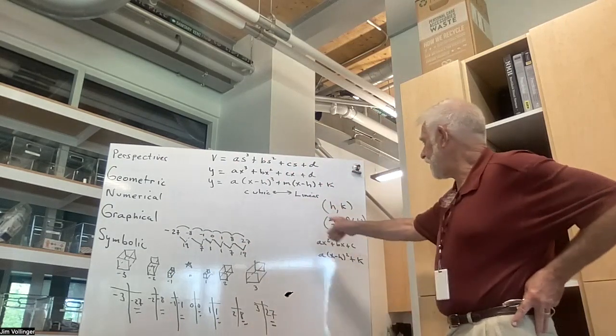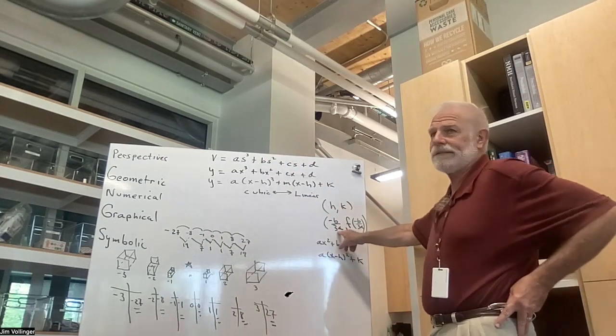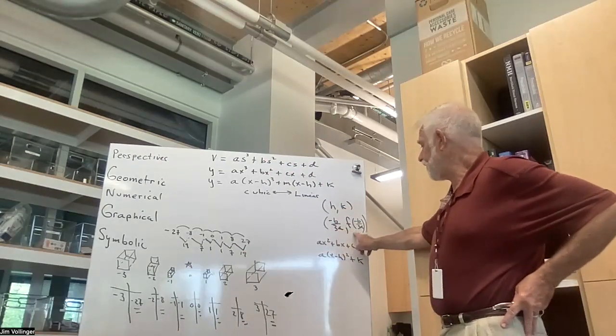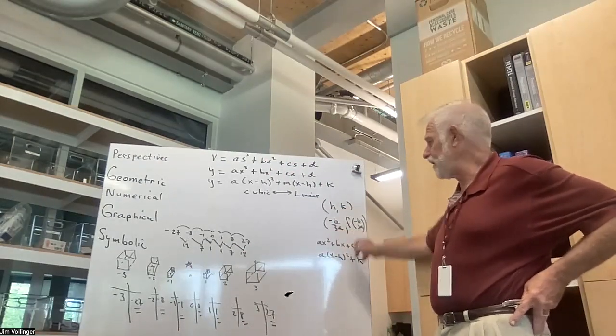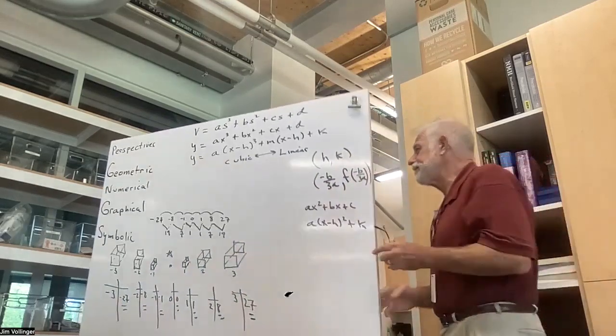And we're going to find that h, k in the cubic has to do with minus b over 3a, and the function evaluated at minus b over 3a, and we call that a point of inflection, which I'll elaborate on over here.